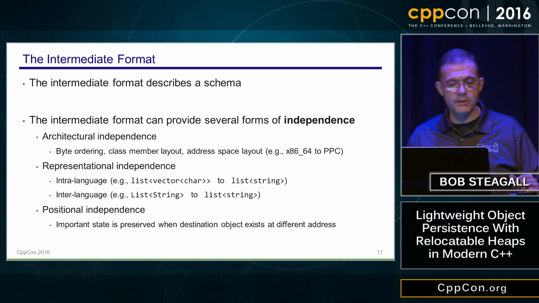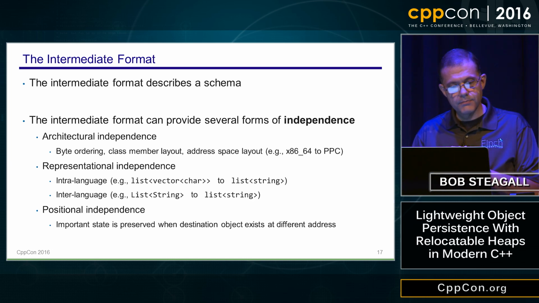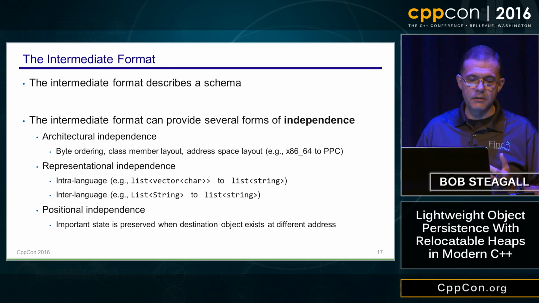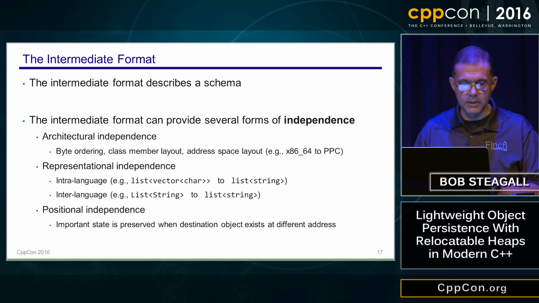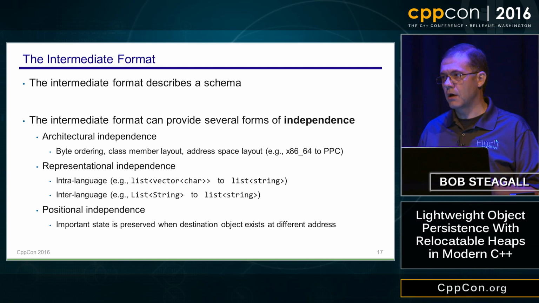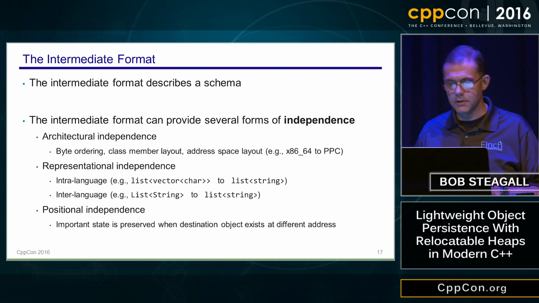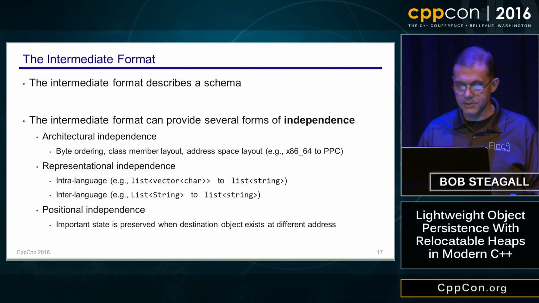The final concept is that of positional independence. And what I mean by this is that the intermediate format can provide independence such that when a destination object is deserialized in a destination process, its important state is preserved even if the destination object exists at a different address in the destination process. And this is actually sort of the key concept here behind the rest of the talk.